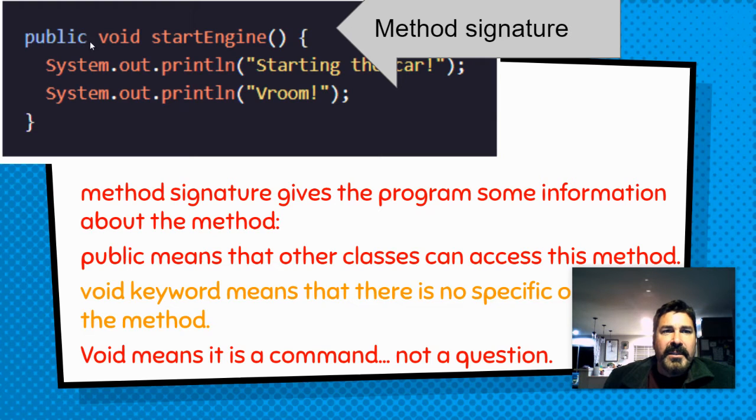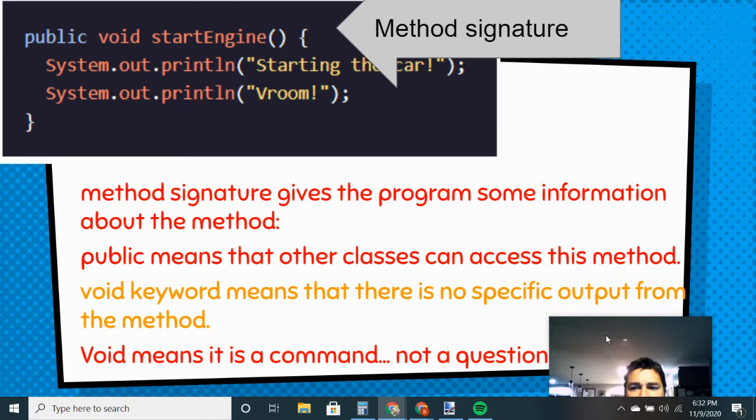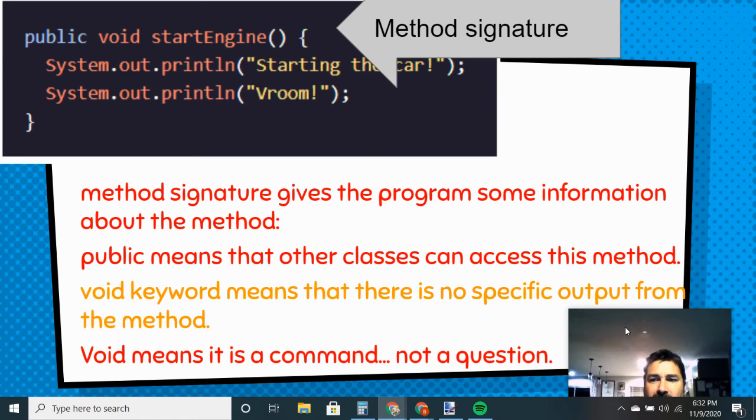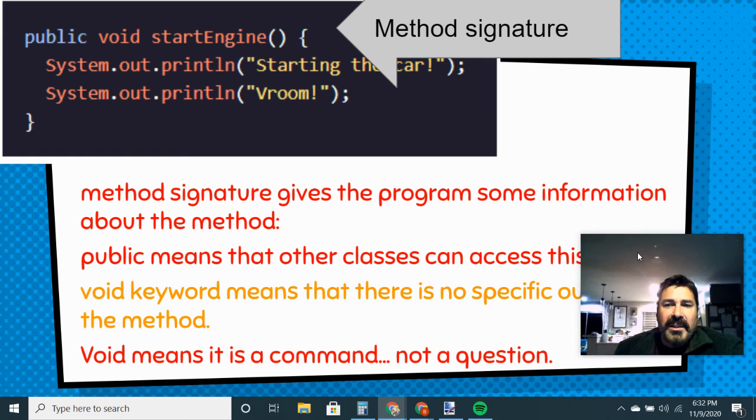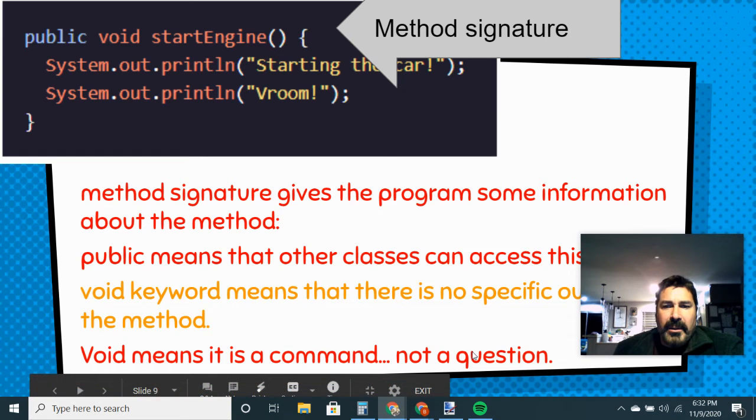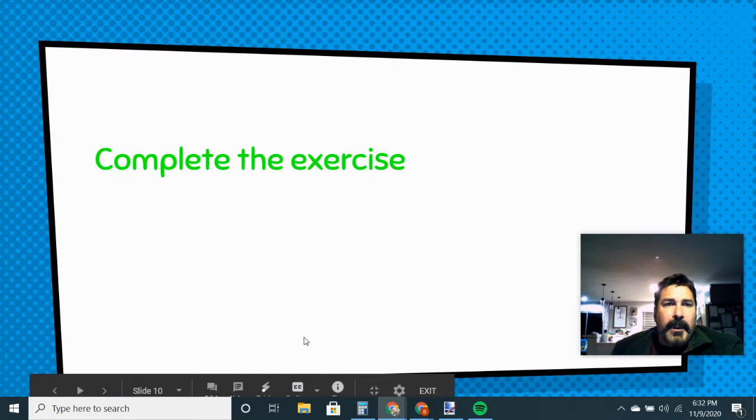Okay. So this is the method signature saying, hey, we're starting a new method. We're teaching you how to do something new. Write this down. The method signature gives the program some information about the method. It gives it the name, start engine, if it's command or question, void, and if it's public or private. Okay, so public means, write this down, that other classes can access this method. So everybody can get to it. It's public. Void keyword means that there's no specific output from the method. So it's not a question where it answers it. It is a command. Void means it's a command, not a question. Write that down.